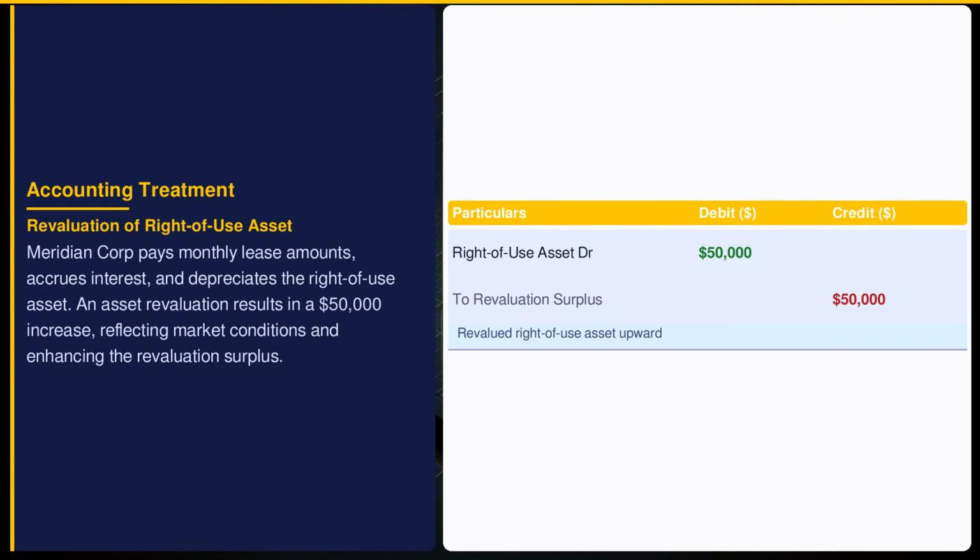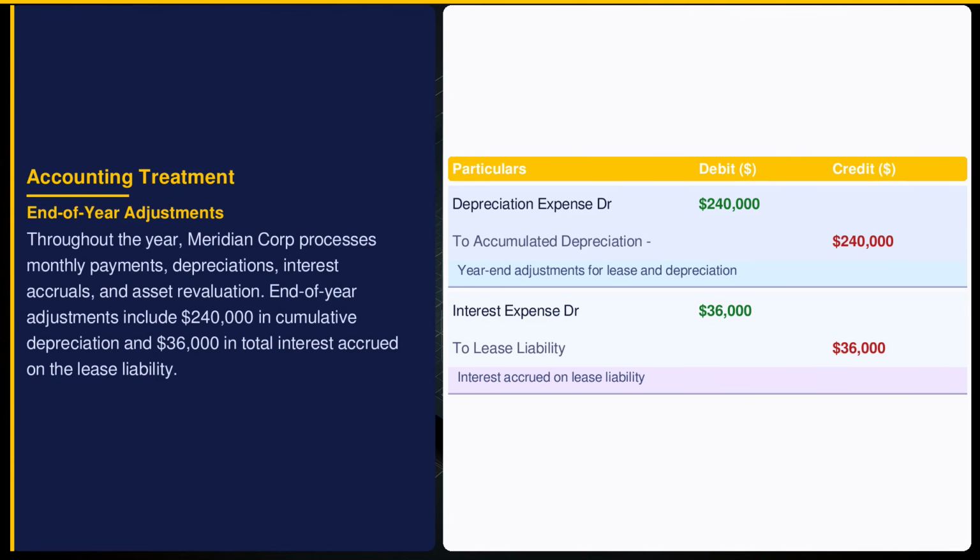International Financial Reporting Standards supports such revaluations, ensuring the balance sheet accurately presents asset values, maintaining transparency in financial reporting. Year-end adjustments consolidate monthly transactions, ensuring Meridian Corporation's accounts reflect total annual activity.